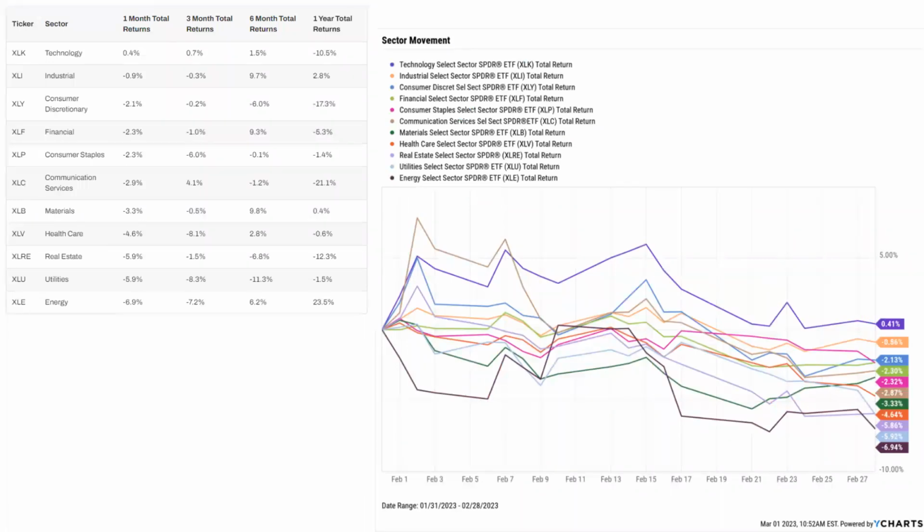Industrials down 0.9%. Consumer discretionaries down 2.1%. Financials and consumer staples both down 2.3%. Communication down 2.9%. Materials negative 3.3%. Healthcare negative 4.6%. Real estate negative 5.9%, utilities negative 5.9% as well. And we also talked about energy being the least performing out of all of them, negative 6.9%.